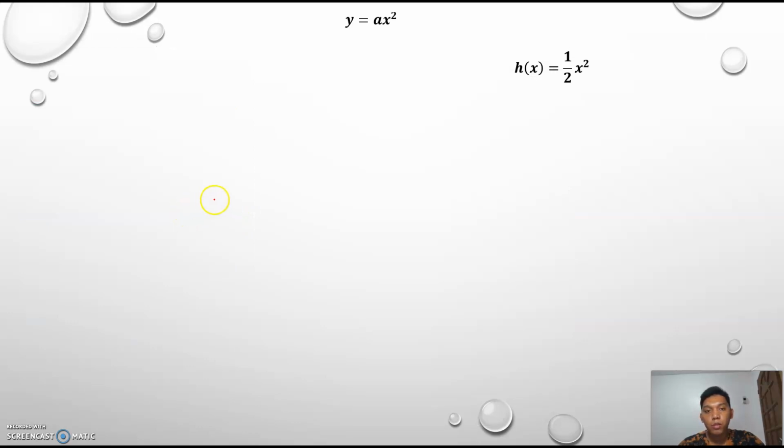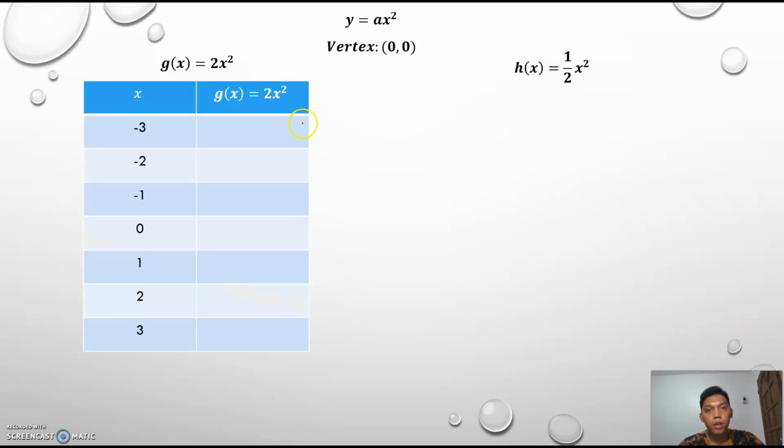To begin with, consider two functions, g of x equal to 2x squared and h of x equal to 1/2 x squared. We always consider that the vertex of the function y equal to ax squared is 0, 0. Alright, so now we have to solve these values.